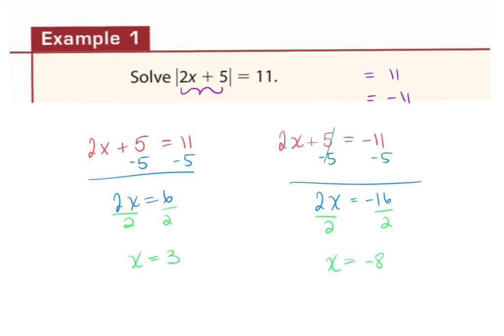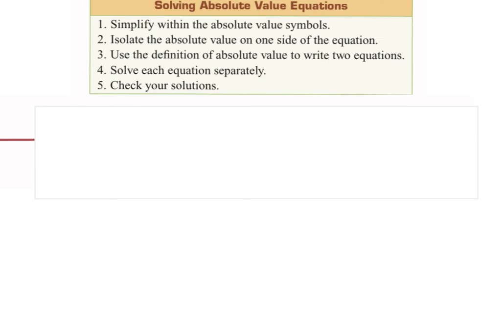So this has two answers that make this true. If I were to plug in a 3, I would get 2 times 3 plus 5. 6 plus 5 is 11. If I were to plug in a negative 8, I would get 2 times negative 8, negative 16, plus 5 equals negative 11. Both of those absolute values are 11. Make sure it's by itself. Write two different equations, solve two different equations.